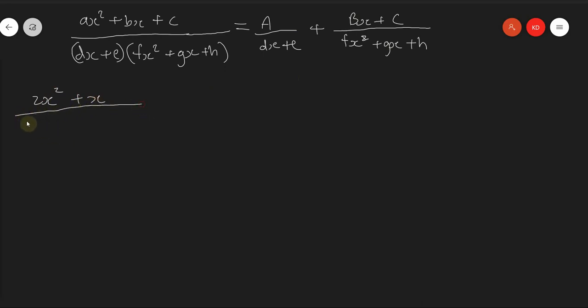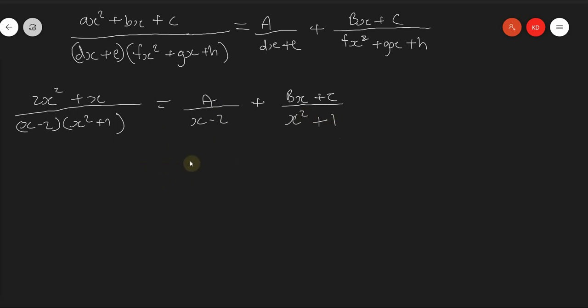Over x minus 2 times x squared plus 1. Now we have our quadratic factor here and our linear factor. So let's just write what they should look like here. Over bx plus c, and as stated above, the bx plus c is the numerator of the quadratic factor. Good. So as we did before, let's add these.